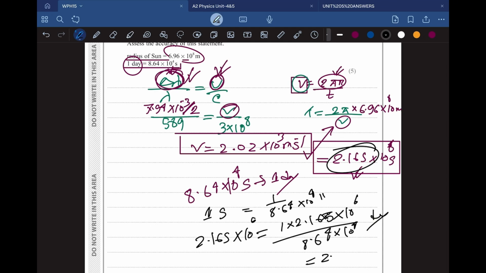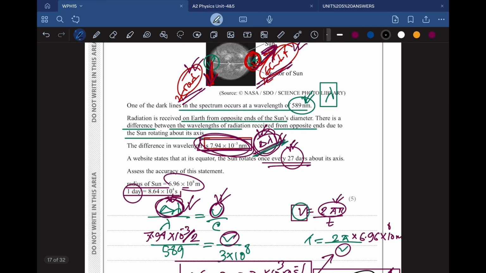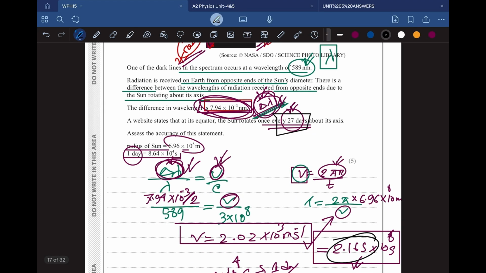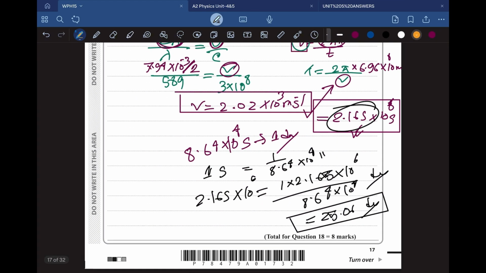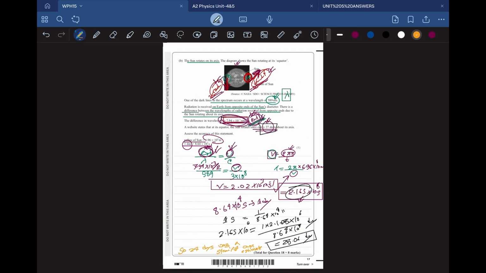Which will come as 25.06 days. So basically our answer has come as 25.06 days, whereas they have said about 27 days. So we can say it is less. So we can say that 27 days was an overestimate. Now let's move on to the next part of this paper, which is question number 19.